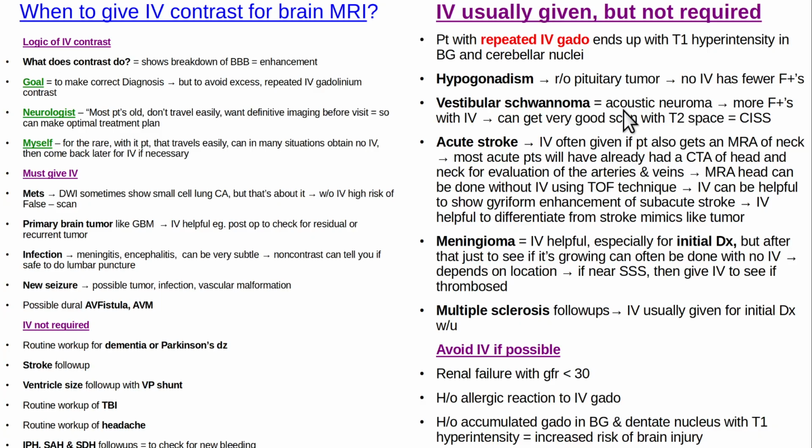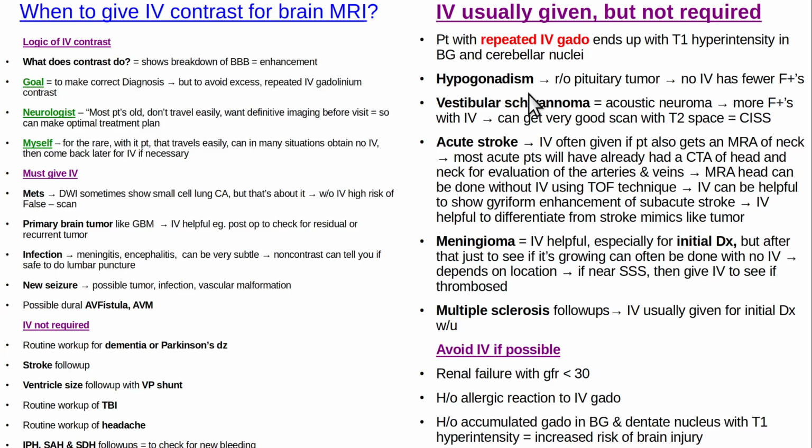So if it was me, I would get it with no IV, and if there was some question, I'd do a follow-up. But you just have to accept the fact that when you don't give IV, your sensitivity is going to go down a little bit, but your specificity is going to go up, meaning that you might miss a really, really small lesion, but you're also much less likely to get a false positive, and you don't want false positives. A common area where I see false positives is imaging the pituitary.